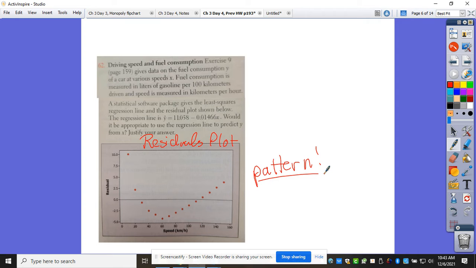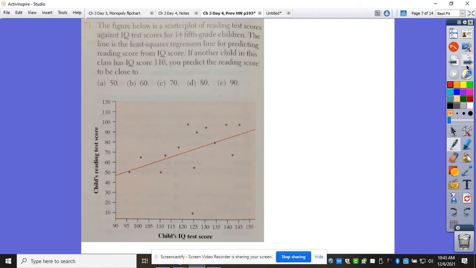All right, so like I said, these are really, really, really good multiple choice questions. Typical of what you would see on a test. So figure below scatter plot of reading test scores against their IQs for 14 fifth grade children. The line is least square regression line for predicting reading score from IQ score. If another child in this class has an IQ score of 110, what's the key word there?